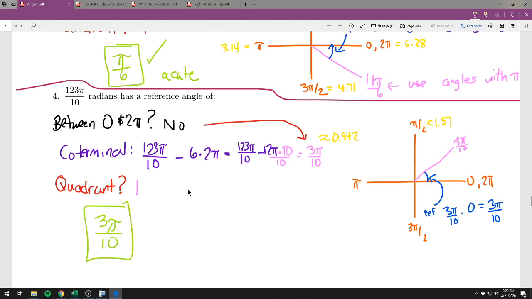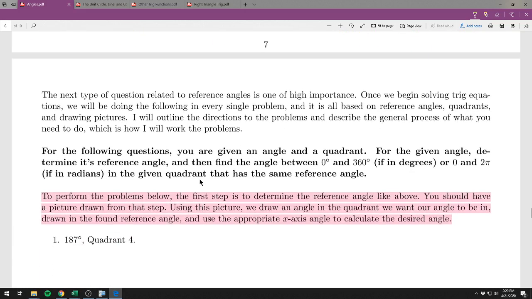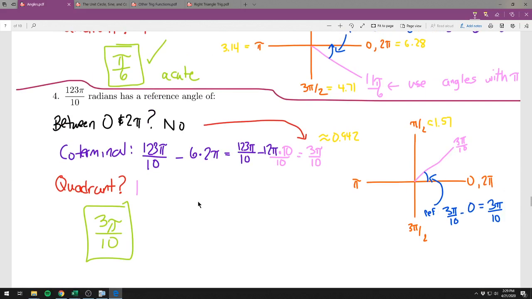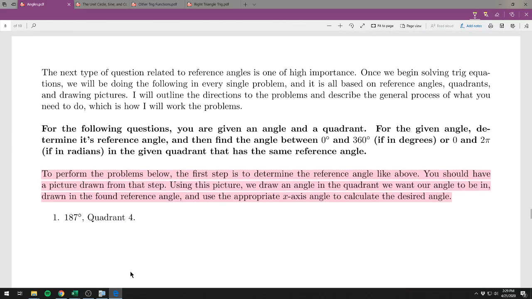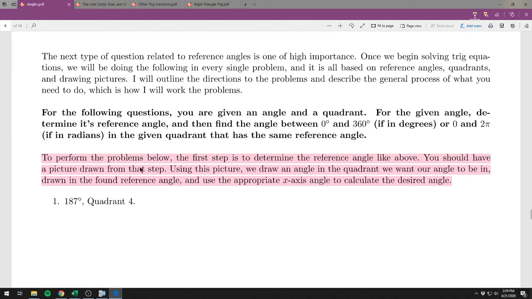Right, and as far as reference angles go, pretty much everything in this section without the radian angles without pi, we've covered. Well, actually, correct that. There is one other topic to give you a little more practice with reference angles. All right, so the next topic related to reference angles is very, very important.